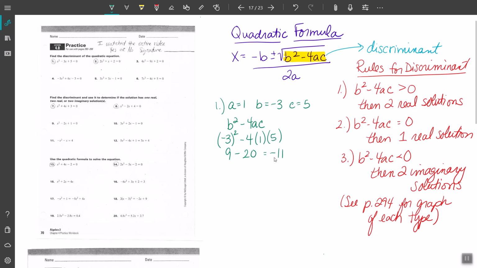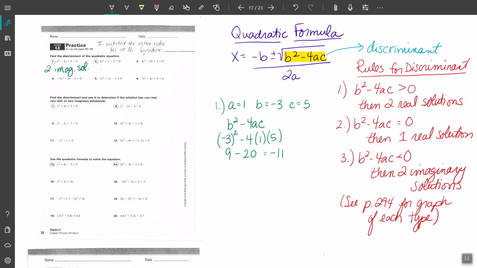So now if you look over here at my rules, if b squared minus 4ac, which in this case for number one is -11, is not greater than 0, okay, so we come down to the second option. These are three options. It's not equal to 0, but it follows this third option down here, which is less than 0. So because -11 is less than 0, then number one will have two imaginary solutions. All right, so number one, two imaginary solutions.